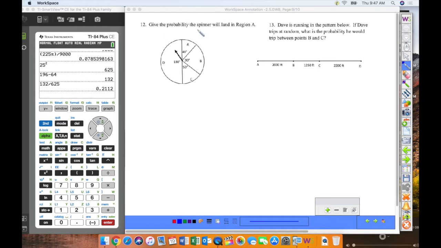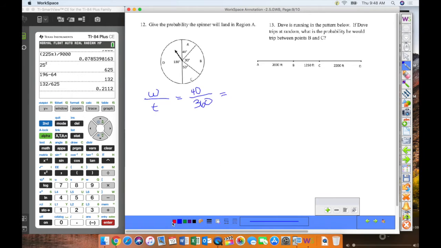Cool. More probability. Give the probability that the spinner will land in region A. We can see here, this is region A. Thank you, letter A. And remember probability, I like to do the W over T, what you want over total. We want to land in region A. You notice they're giving me all these degrees of this circular spinner right here. We want to land in region A, and that's 40 degrees. Out of the total, you could add all of these up together, but I hope you know that in a circle there are 360 degrees total.